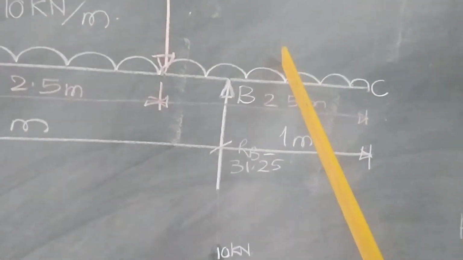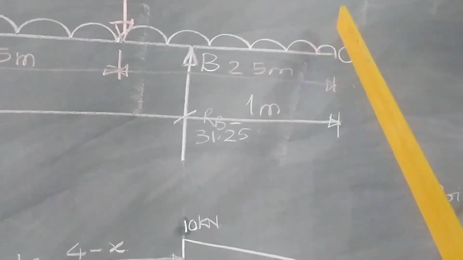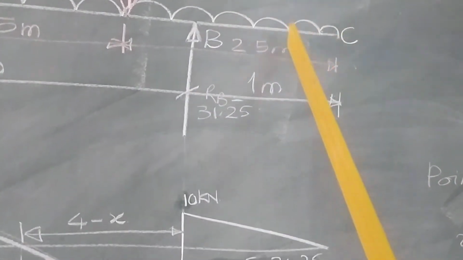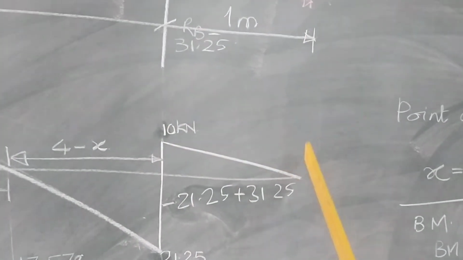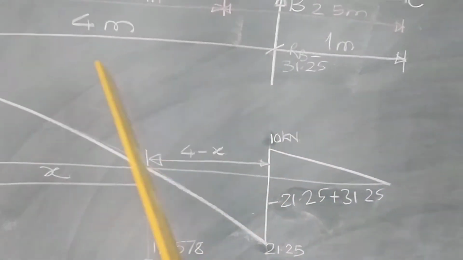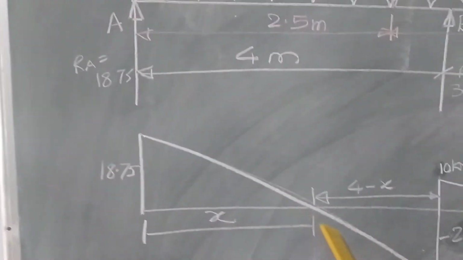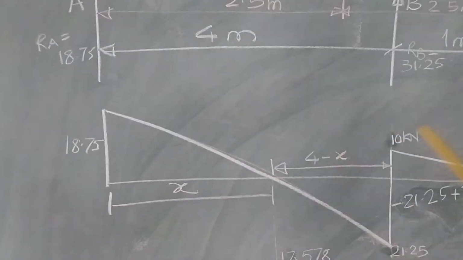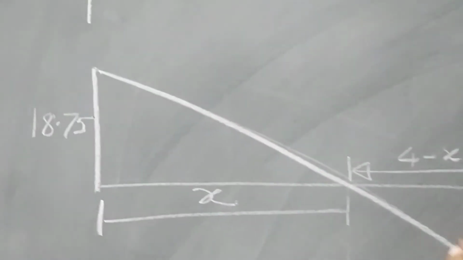And then this is the intensity of 10 kilonewton per meter UDL. This is for 1 meter. So the intensity is 10. So here 10 minus 10, and as it is UDL, there is an inclined straight line. Here is also only UDL, so an inclined straight line. This is nothing but the shear force diagram.